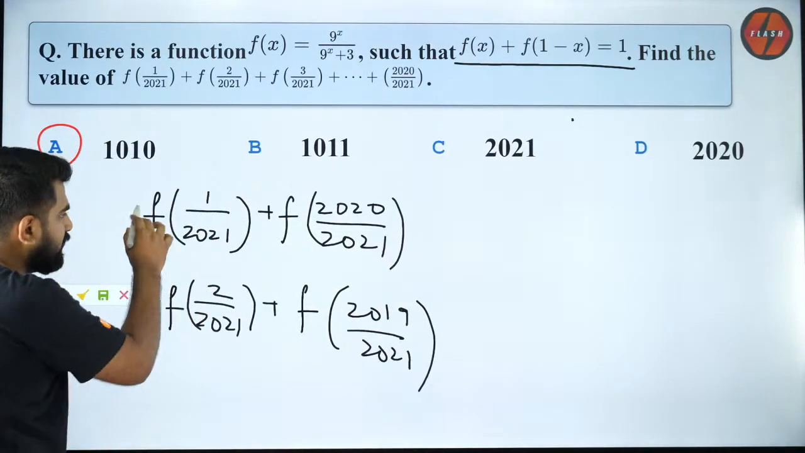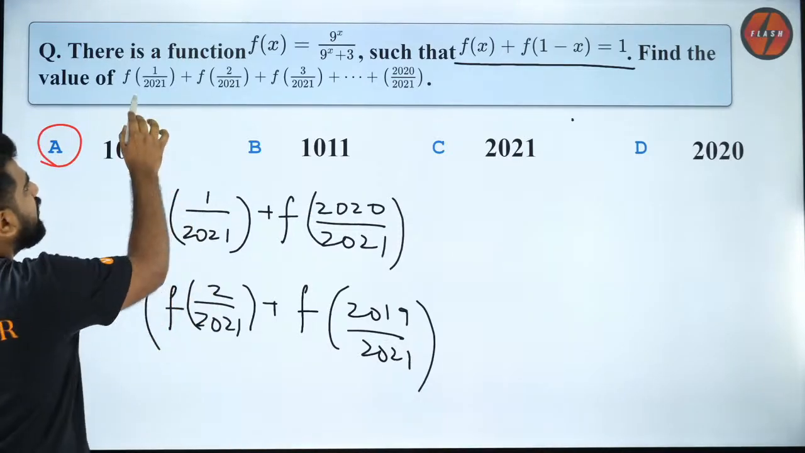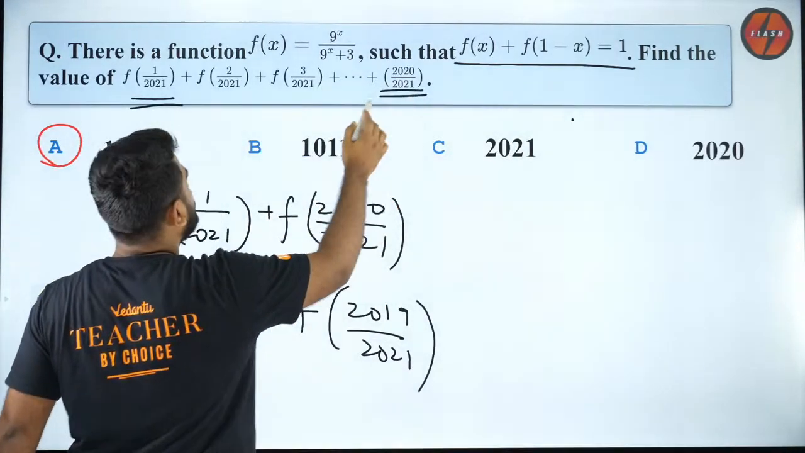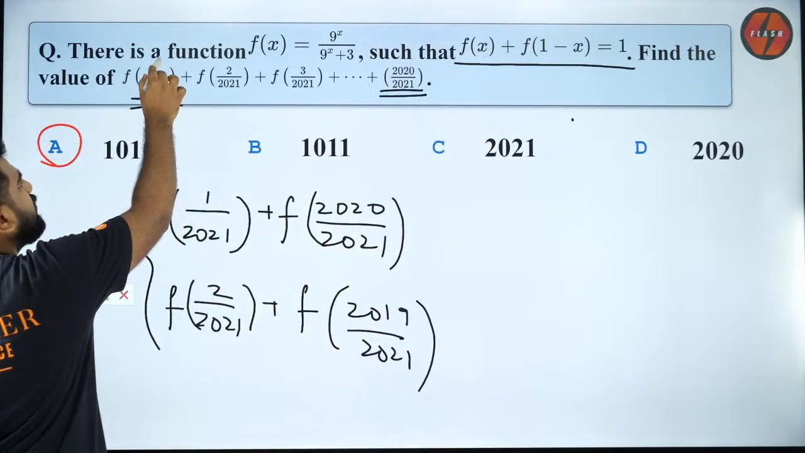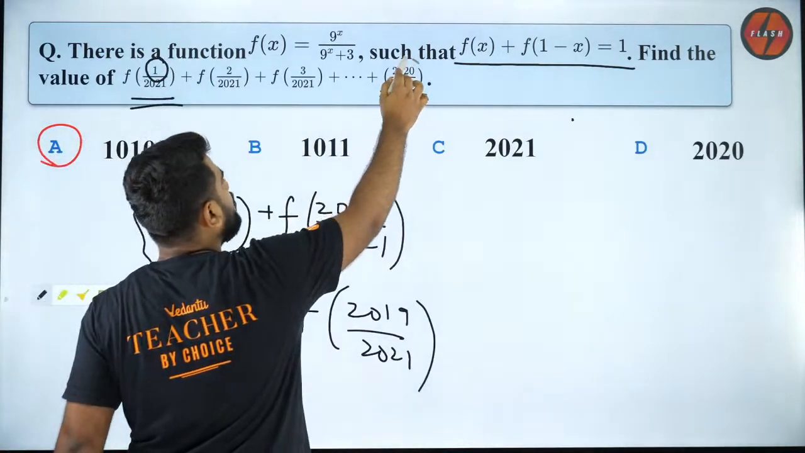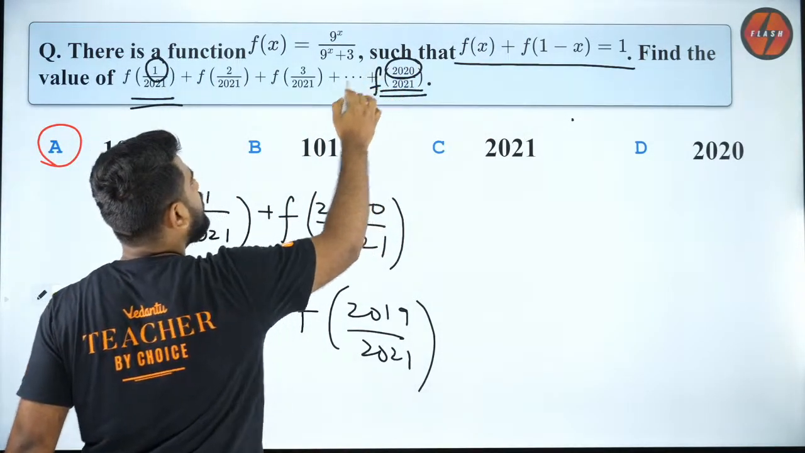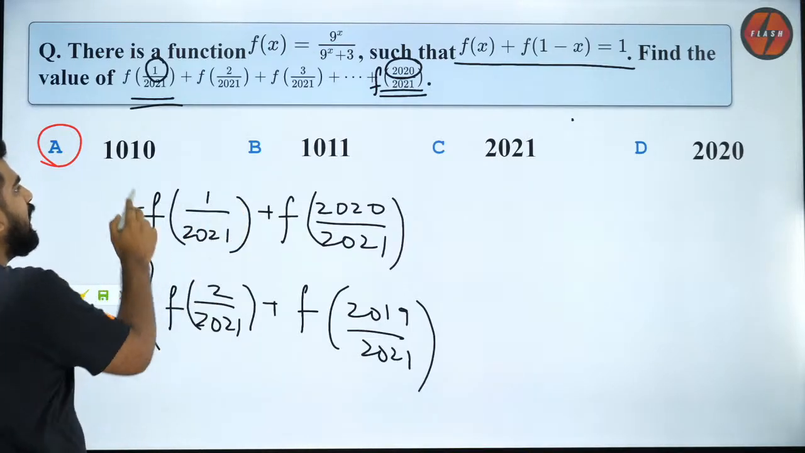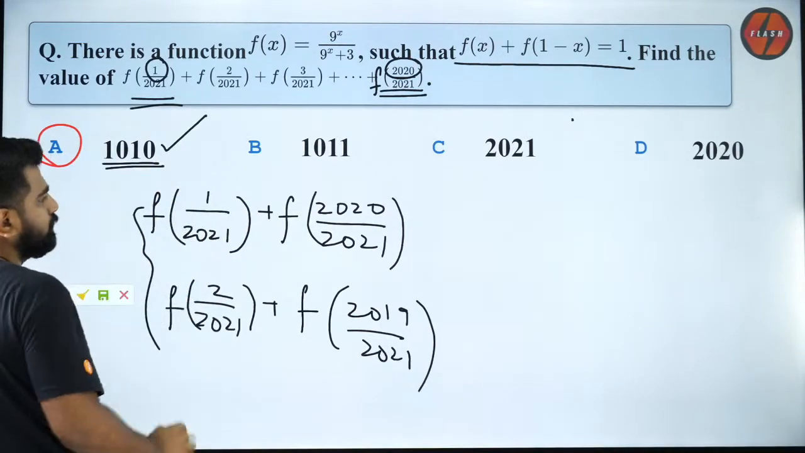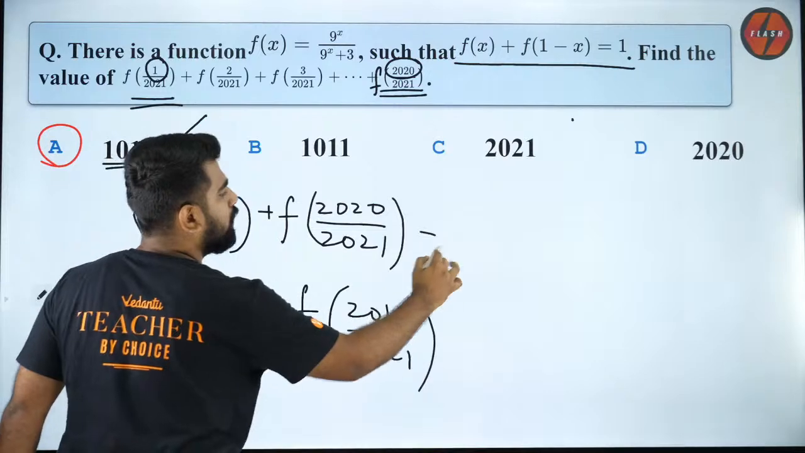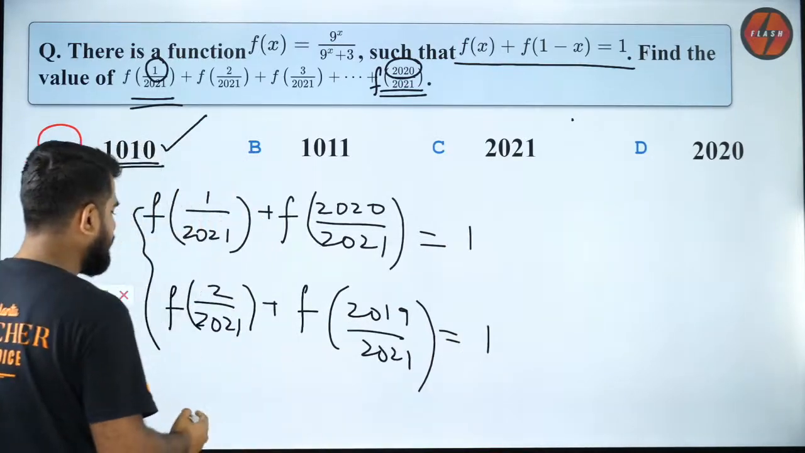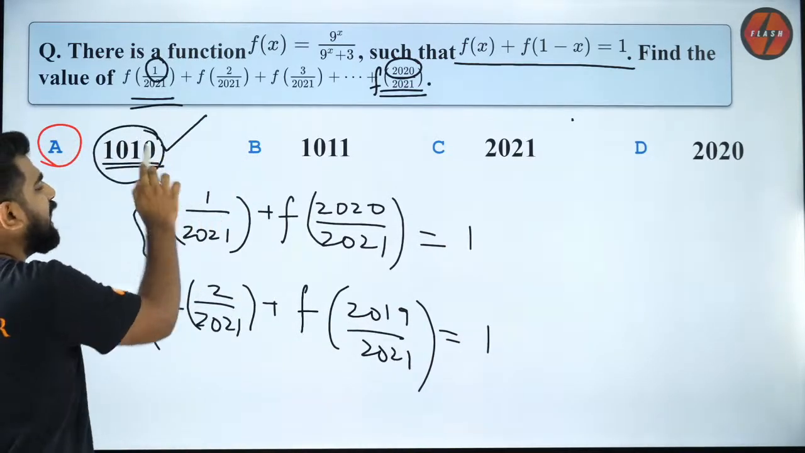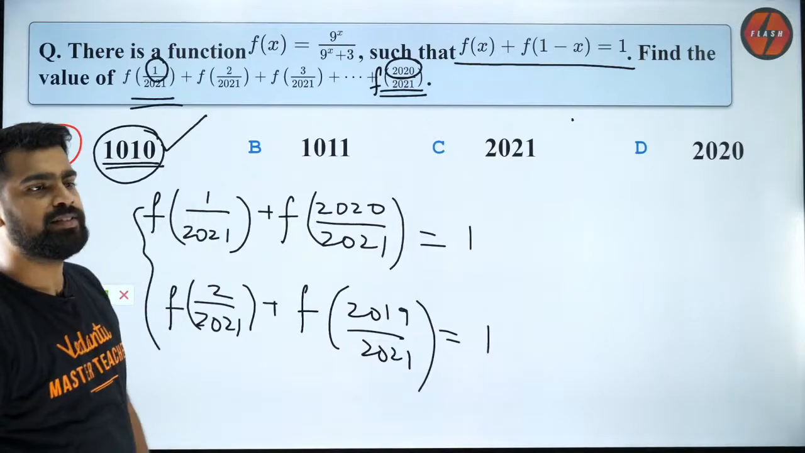Like that, I'll write everything in a paired form. If there are totally 2020 terms, why 2020 terms? It starts with 1 and goes up to 2020. So there are totally 2020 terms. If I pair 2 to 2, how many terms will I have? This is equal to 1. This is equal to 1. Like that, 1010 times I'll have 1. So that is why the answer is 1010.